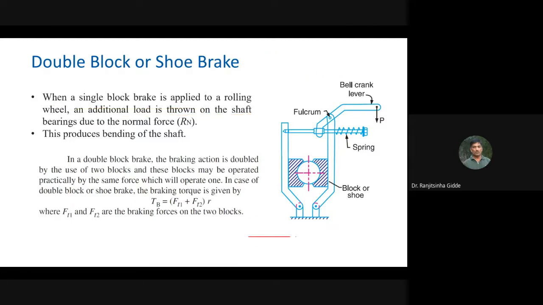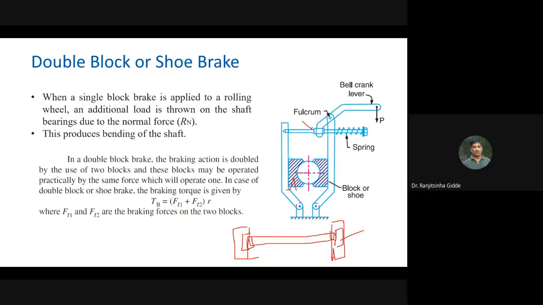So this is one axle and this is the wheel, and inside it there is a drum, and the wheel is mounted with the help of a bearing. So additional load will come onto the bearing and this will try to bend the shaft. Now how to avoid that? So such a double block is used.